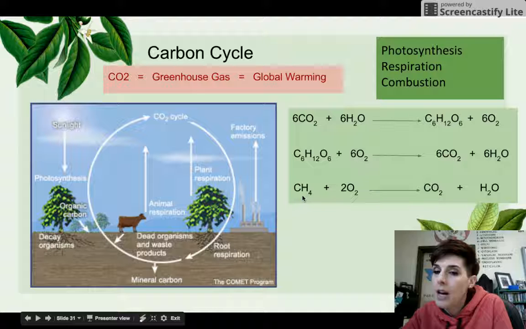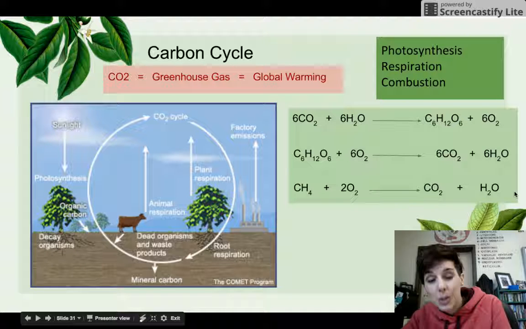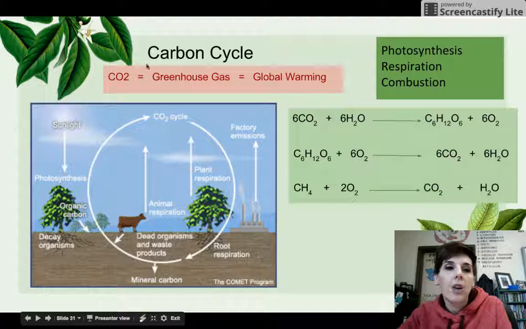And this is just an example. We take methane in the presence of oxygen. We return quite a bit of carbon dioxide and water into the atmosphere, and we also produce a lot of heat. Now, carbon dioxide in the atmosphere is a greenhouse gas, and that also helps to contribute to global warming.